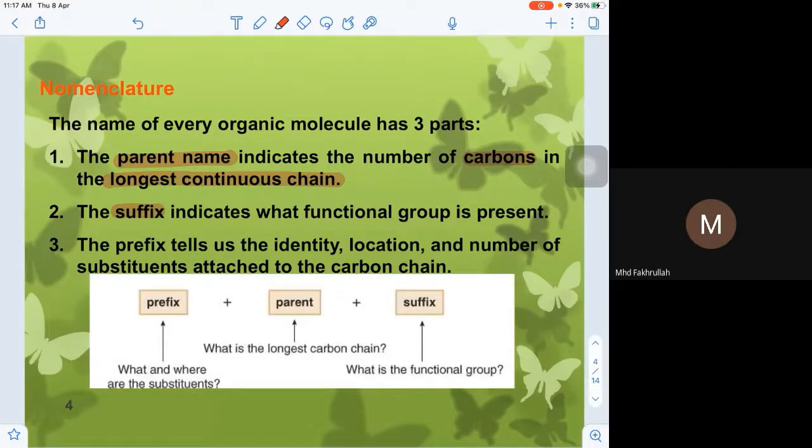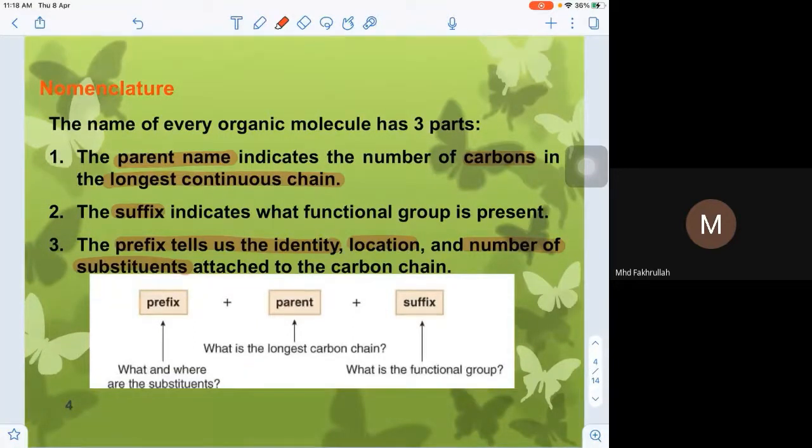Okay, and then prefix. Prefix tells us the identity, and then the position, the location, number 1, number 2, and how many branches or how many substituents. Substituent is the same as the branch. How many substituents are attached to the parent chain.